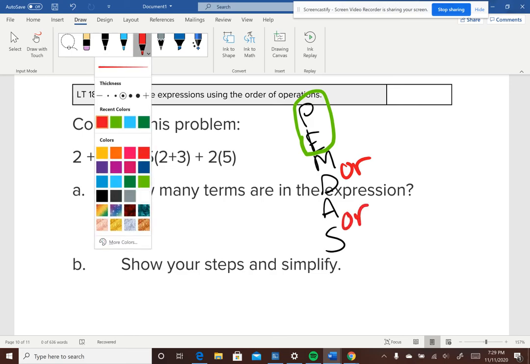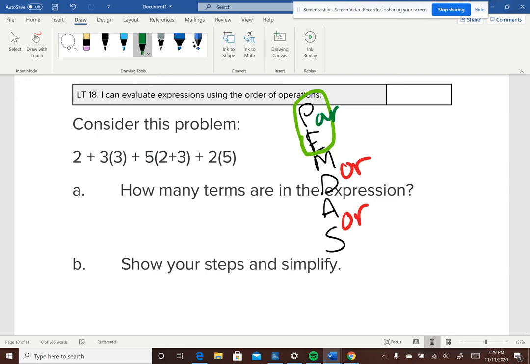So we start with parentheses. All right, that's things that look like this. So here I see in parentheses 2 plus 3, and that's about it. The other parentheses are just telling me multiplication. So let's go ahead and simplify, and we'll do that down here where it says show your steps.